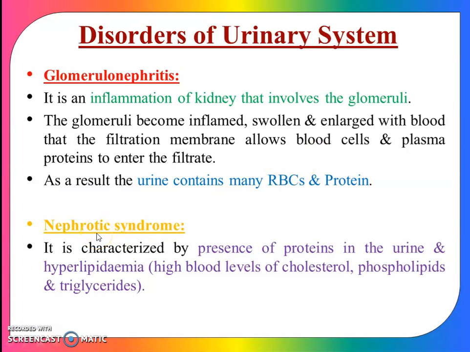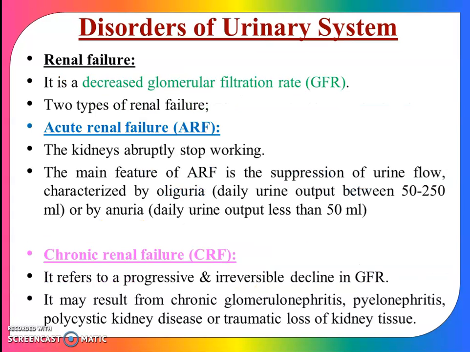Then the next disorder is nephrotic syndrome. It is characterized by the presence of proteins and lipids in urine. The lipids include cholesterol, phospholipids and triglycerides. So in the end, the urine consists of a lot of proteins as well as a lot of lipids in nephrotic syndrome.